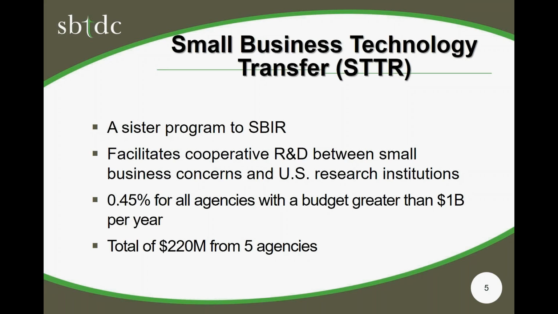0.45, so almost 0.5% of the funds from agencies that have over $1 billion a year is set aside. So there are only 5 agencies that have that $1 billion plus extramural R&D funding budget. They have to put 0.5% of that aside, and that equates to about $220 million annually. So a much smaller program compared to SBIR, in that SBIR was $2.3 billion. STTR is about 1/10 of that size.